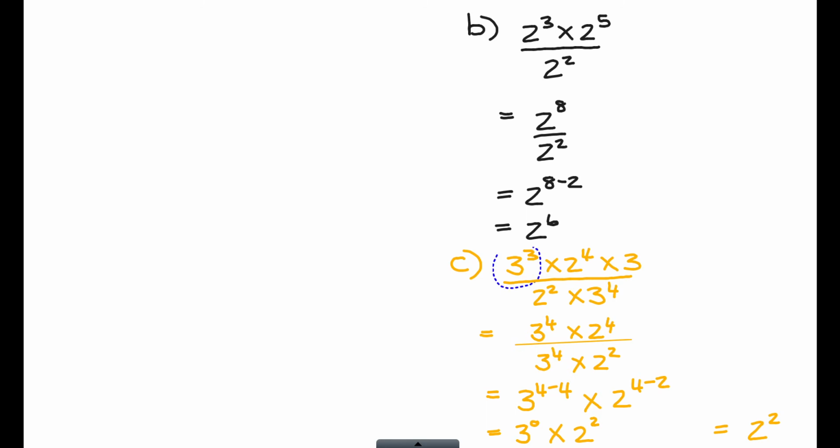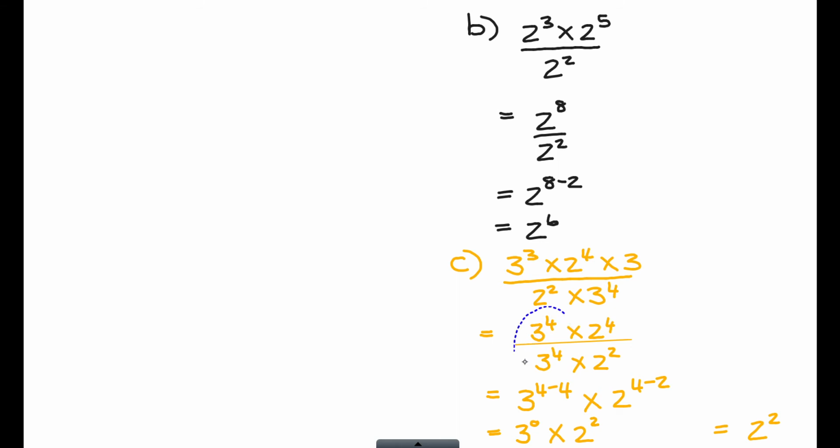This 3 to the power 3 and that 3 together will give me 3 to the power of 4. Who doesn't understand that part? You guys fine? Okay. Yeah? This is 3 to the power 3, and that's actually 3 to the power of 1. So when the base is the same and we multiply, what do I do with exponents? And the 3 plus the 1 gave me that 4. Okay. Right, the rest stayed the same.